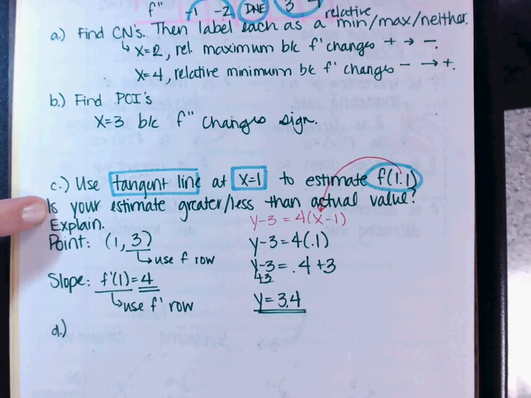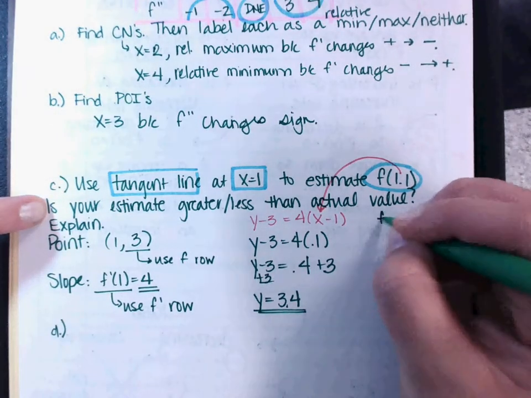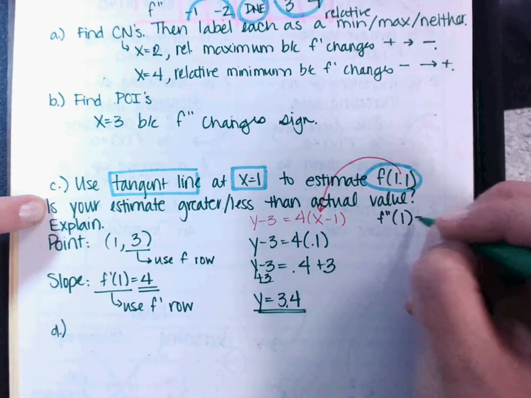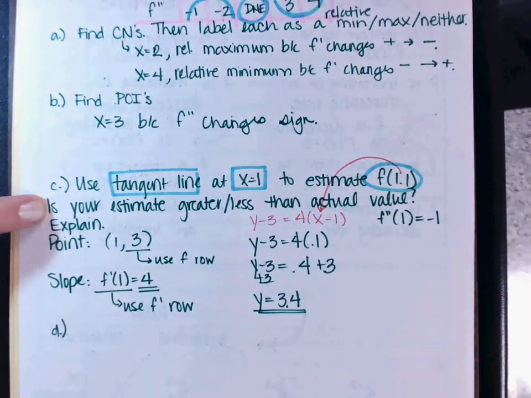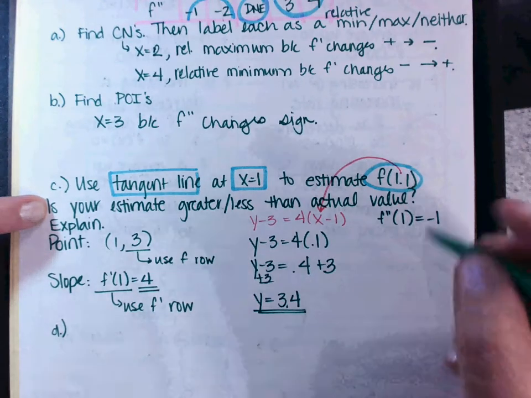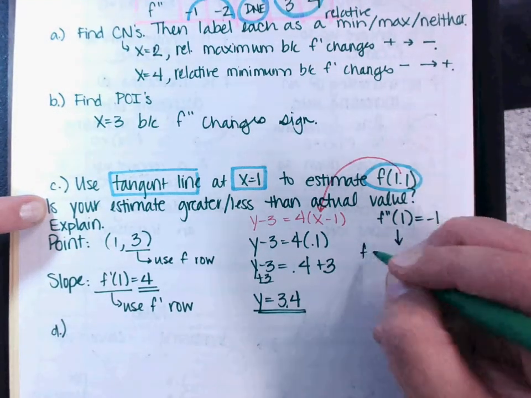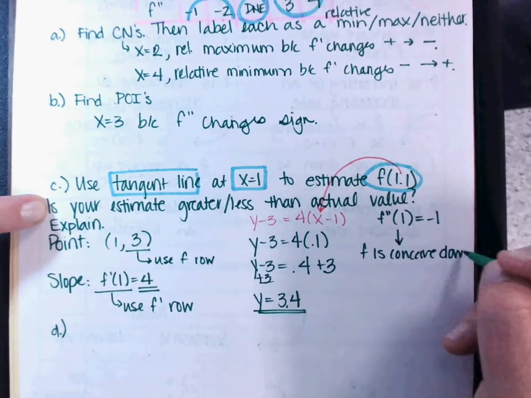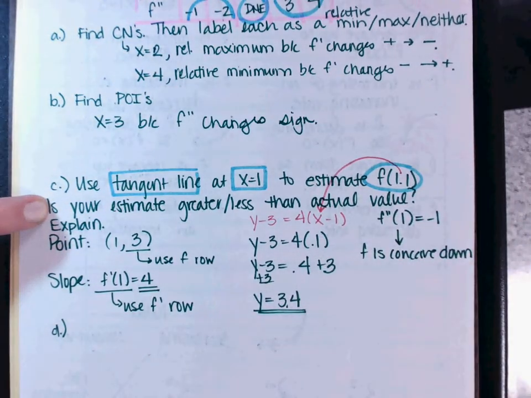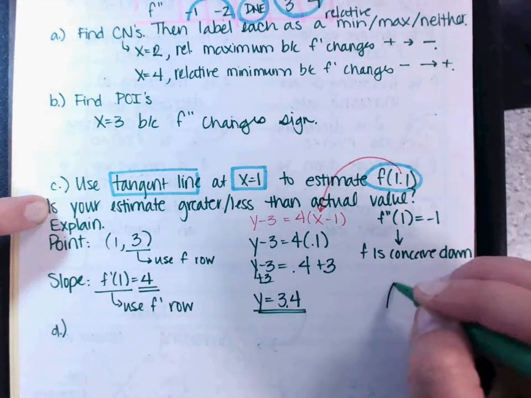Okay, the way that you determine this is with concavity. I want you to look back up at your chart. What is f double prime at 1? Negative 1. It's negative. What does that tell us then about f? What does the graph look like? F is concave down. Draw a section of graph that is concave down. Would look like this, yeah?